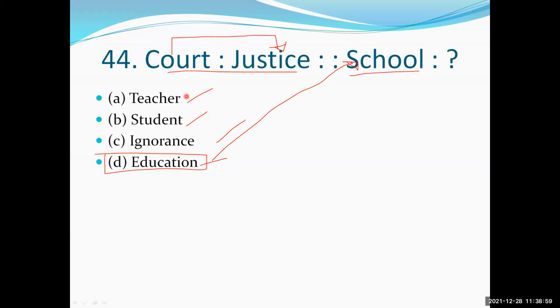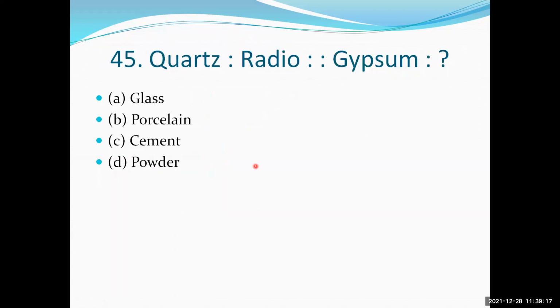A teacher is related with school, but not in the same way court and justice are related. A student is also related with school, but not in the same way. Ignorance does not have any relationship, so you can't go for option C here. So option D is the right answer. Next question for you.